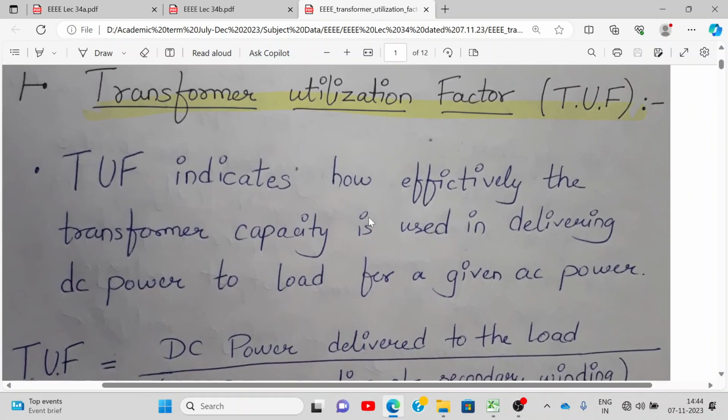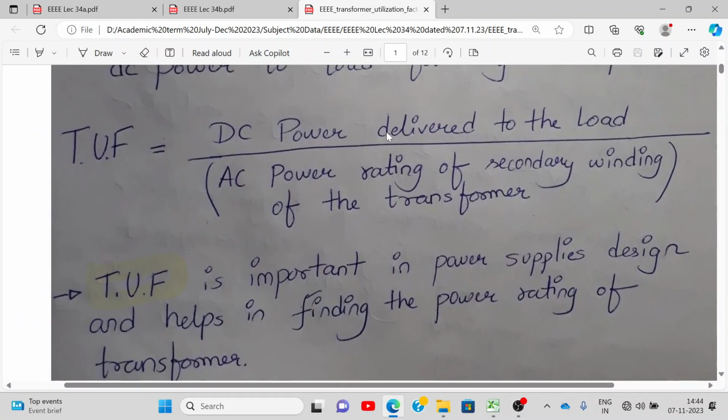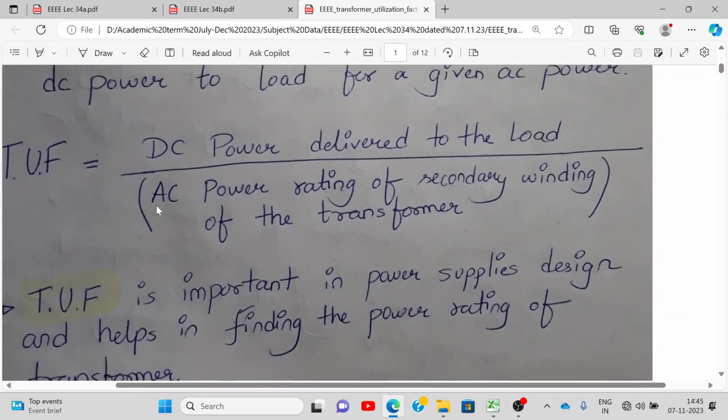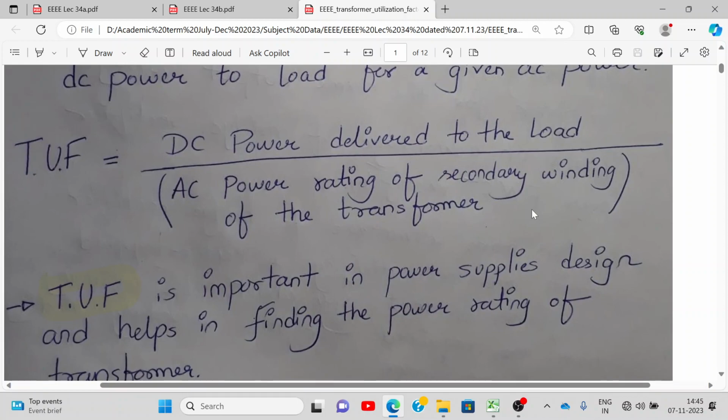So, TUF, transformer utilization factor, indicates how effectively the transformer capacity is used in delivering DC power to the load for a given AC power. Basically, you need to write this formula: DC power delivered to the load divided by AC power rating of the secondary winding of the transformer. So write down this formula, I mean the definition of it.